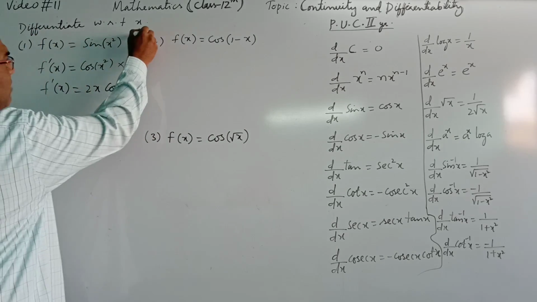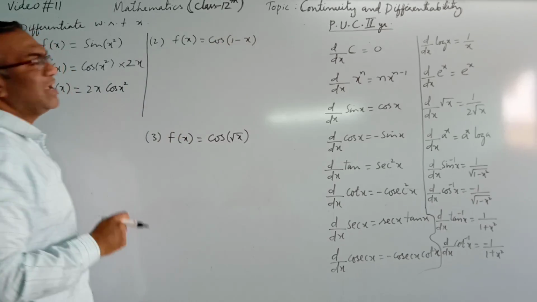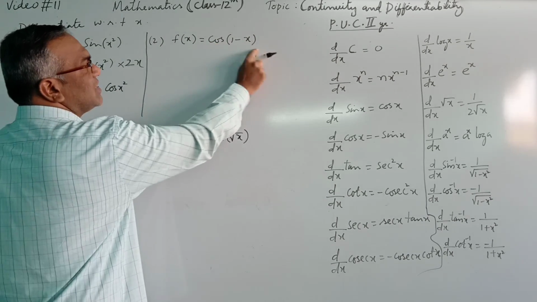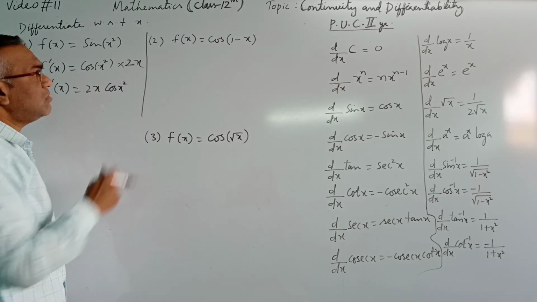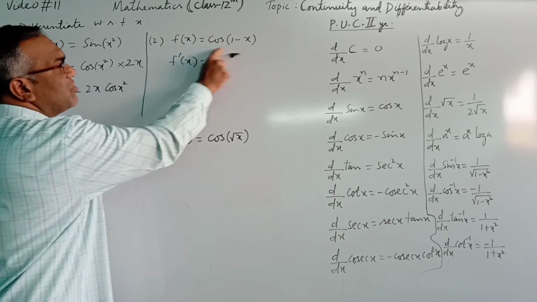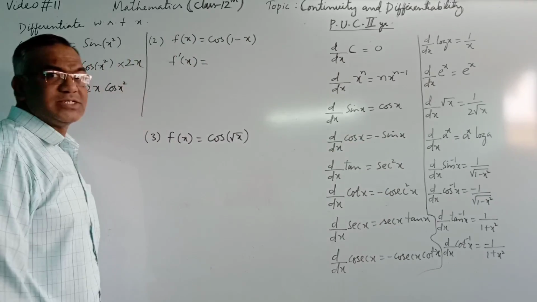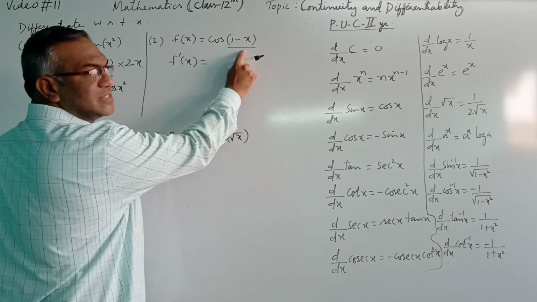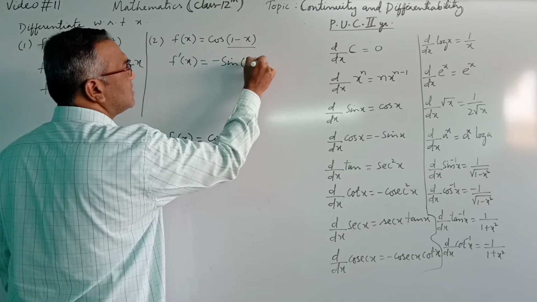Now we have one more question here. One more I have written here that came in exam. F of x is equal to cos 1 minus x. It's not just cos x, it's like cos x, but x is 1 minus x here. So f dash of x will be equal to, what is the differentiation of cos? Differentiation of cos x is minus sine x. So it will be minus sine 1 minus x, right?